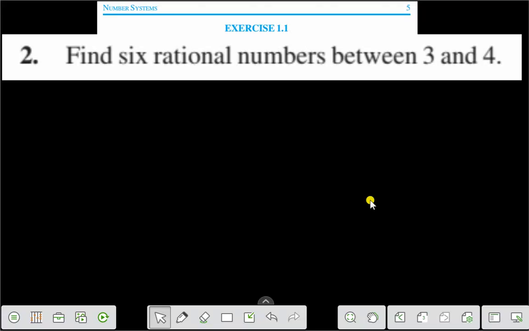Hello everyone. Today I shall discuss exercise 1.1 question number 2. Find 6 rational numbers between 3 and 4. Let us find. We will find 6 rational numbers between 3 and 4.